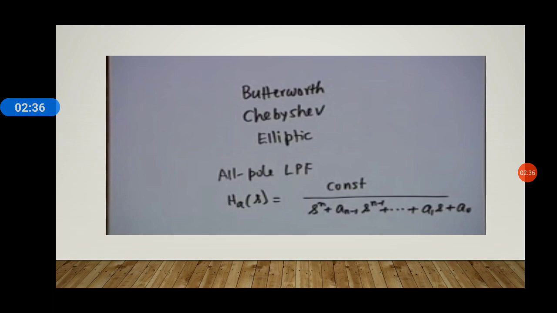That means the magnitude of the filter will have only poles. But we know the number of poles should be equal to the number of zeros. That means there are zeros. There are zeros as much as there are poles, but the zeros are in infinity. So, for example, H_a(s), that is the magnitude of the filter in S domain, would be some constant divided by s^n plus a_(n-1) s^(n-1) and so on, that is having n number of poles.